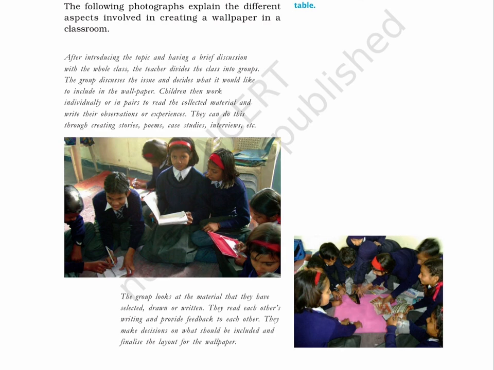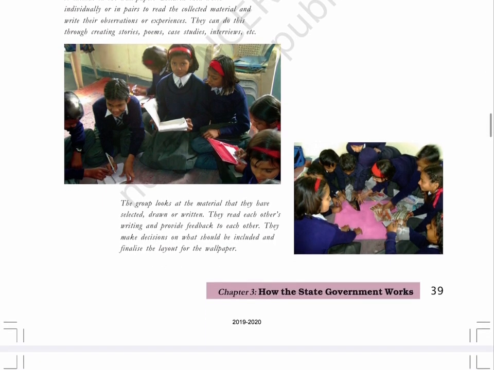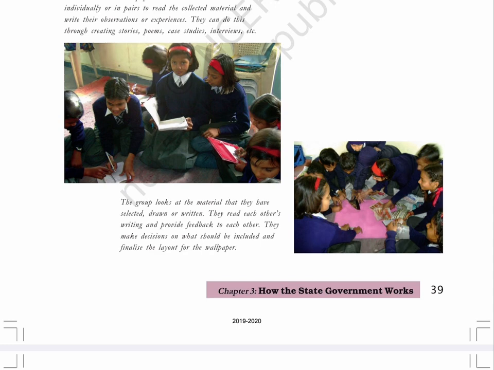Children then work individually or in pairs to read the collected material and write their observations or experiences. They can do this through creating stories, poems, case studies, interview, etc." In the second picture, we can see children looking at the material which they have been given. The note next to this picture reads, "The group looks at the material that they have selected, drawn or written. They read each other's writing and provide feedback to each other. They make decisions on what should be included and finalize the layout for the wallpaper."